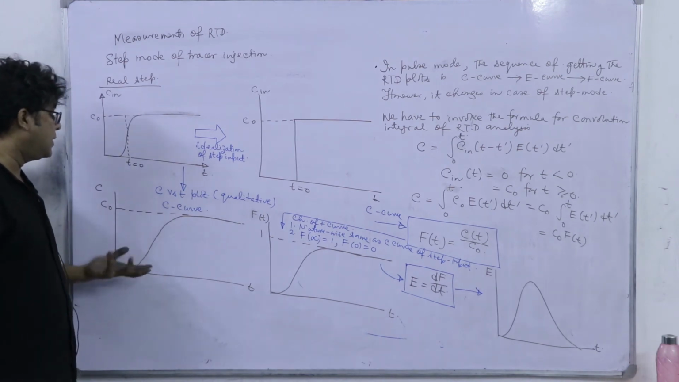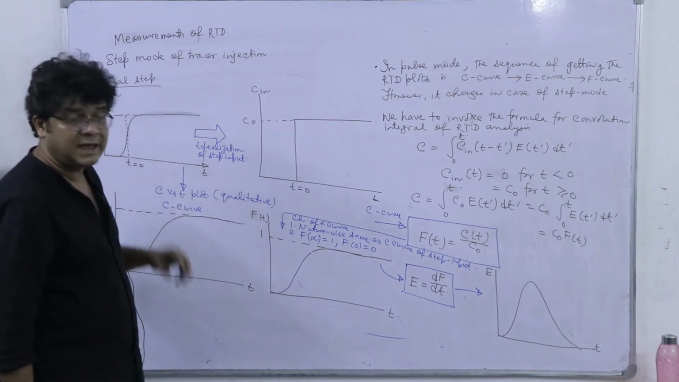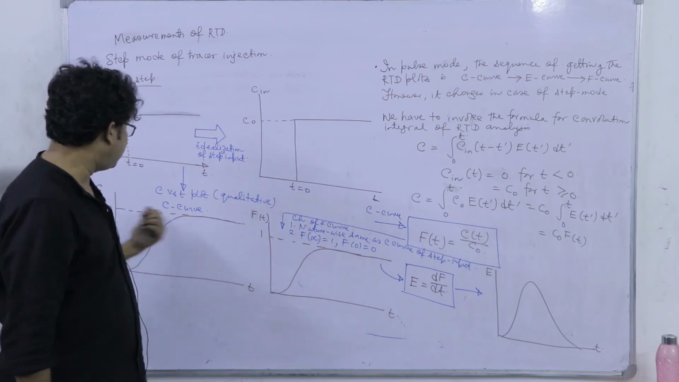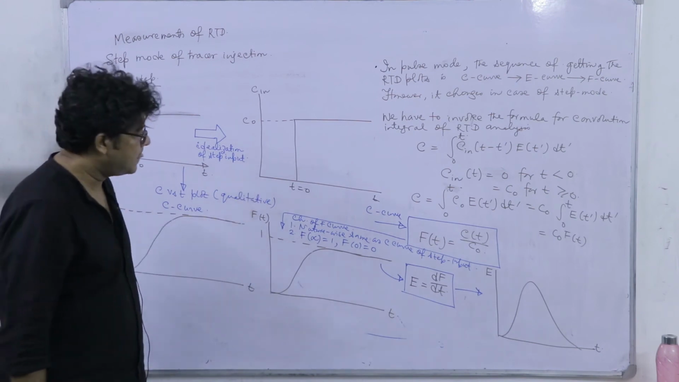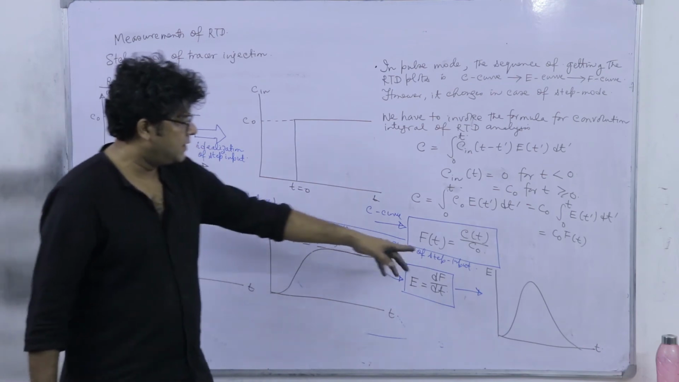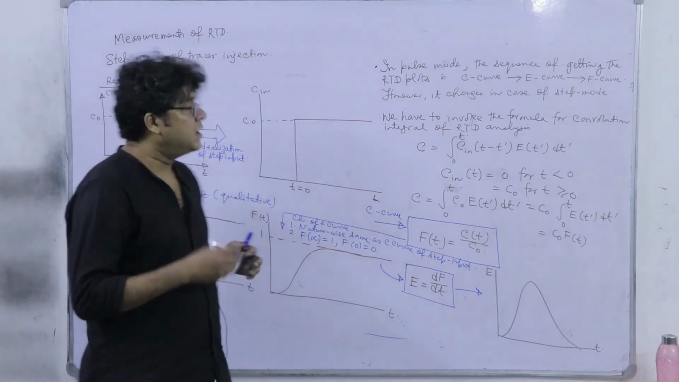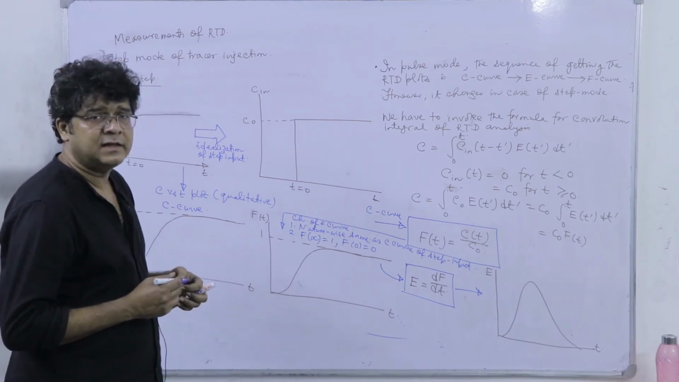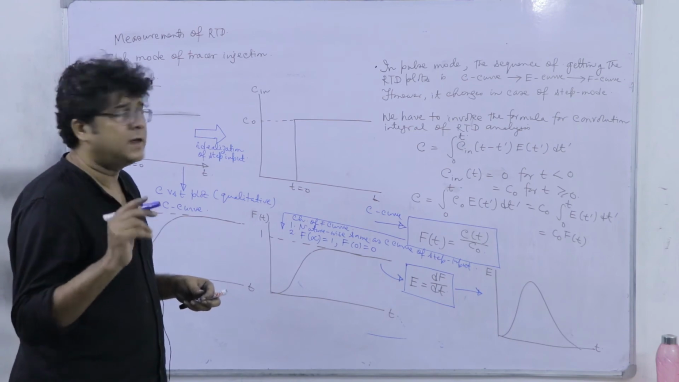So, if I normalize the individual point values of the C curve by C naught, I will get the F curve, and finally the F infinity must satisfy 1 because it was going to C naught. Now, if we go for evaluating the derivative of this F curve, then we will get the E curve. Now, generally we do not follow this step experiment for standard RTD analysis.